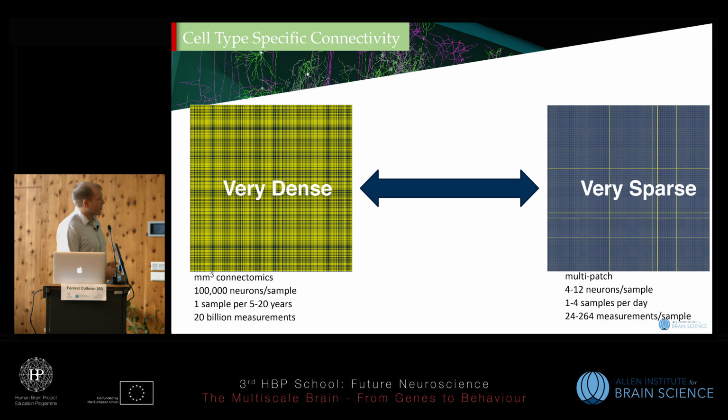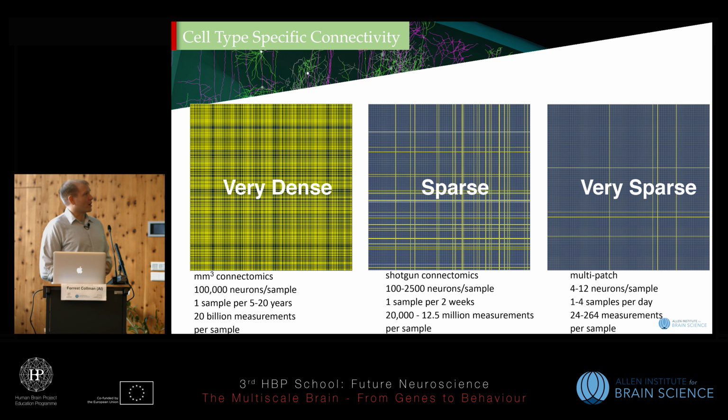On the far end of the other spectrum would be dense cubic millimeter scale connectomics. In such an experiment, you'd take a cubic millimeter, it would have 100,000 neurons in it. If you could trace all of the neurons within that volume, you'd get 20 billion measurements of connectivity. Again, this is asking 20 billion answers to the question, are these two neurons connected or not? And it's not clear exactly how long this will take, particularly because the tracing problem is not yet fully solved. But I think it's safe to say it's going to take a long time, maybe 5 to 20 years. So this represents a sort of low latency but very large measurement approach.